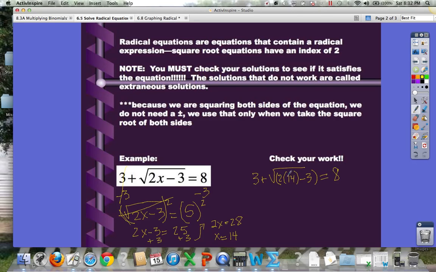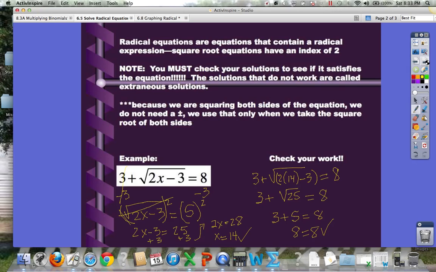So what's 2 times 14, which is 28? 28 minus 3 is 25, so that's going to be the square root of 25. 3 plus the square root of 25, does that equal 8? Well, the square root of 25 is 5. Does that equal 8? Yes, 8 equals 8. So yes, 14 is a solution. Okay? That is what you're going to need to do every time, because some of these are not just going to have one answer. Some will have more than one, because you may have to factor out stuff.